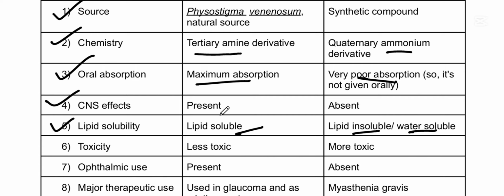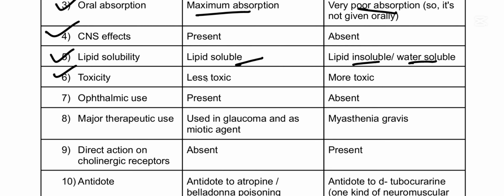Next, CNS effects. For physostigmine, we can get CNS effects. On the other hand, for neostigmine, we cannot get CNS effects because it is absent. We all know that if we want to obtain CNS effects from a drug or molecule, it must cross the blood-brain barrier. Physostigmine can cross the blood-brain barrier. That means it can get into the central nervous system and affect things like alertness and consciousness. Neostigmine, on the other hand, can't cross that barrier as it is a hydrophilic molecule. So it mainly works on the peripheral nervous system, impacting muscles and organs. And that's why if we compare the toxicity profile, we can see that physostigmine is more toxic than neostigmine. This is because physostigmine can cross the blood-brain barrier and affect the central nervous system, while neostigmine mainly works in the peripheral nervous system.